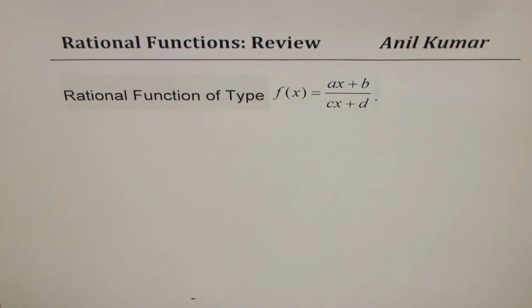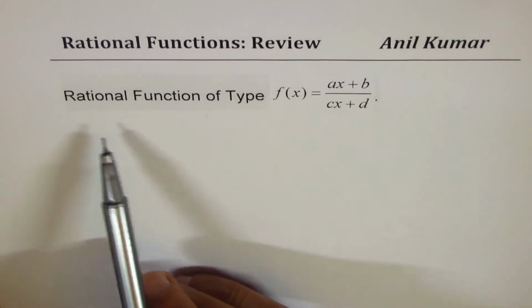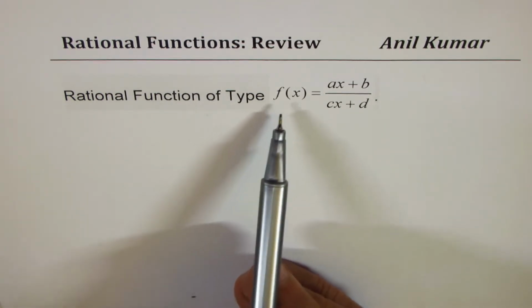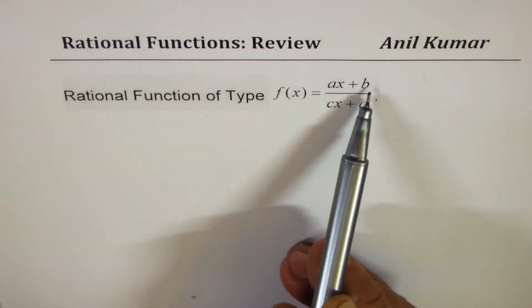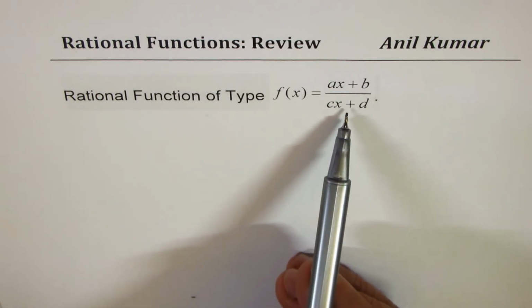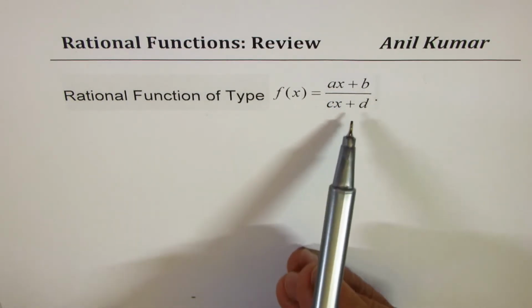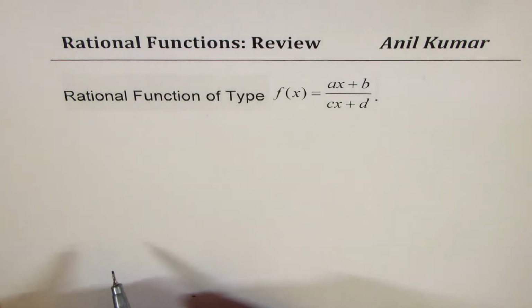Here is part 2 of rational functions review. In part 1, we learned about what rational functions are, what asymptotes are, what a hole is, and how to relate all these things. Now, we'll specifically talk about rational functions of the type f of x equals ax plus b divided by cx plus d.